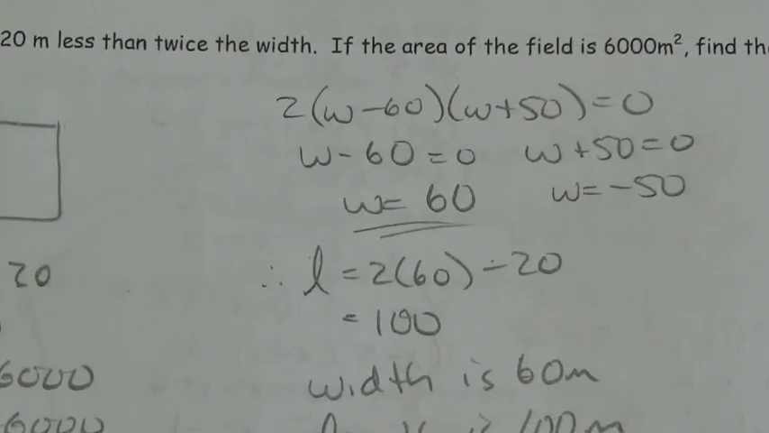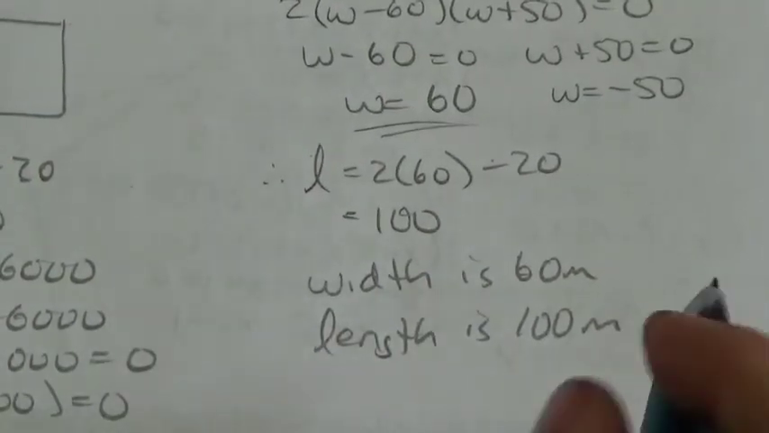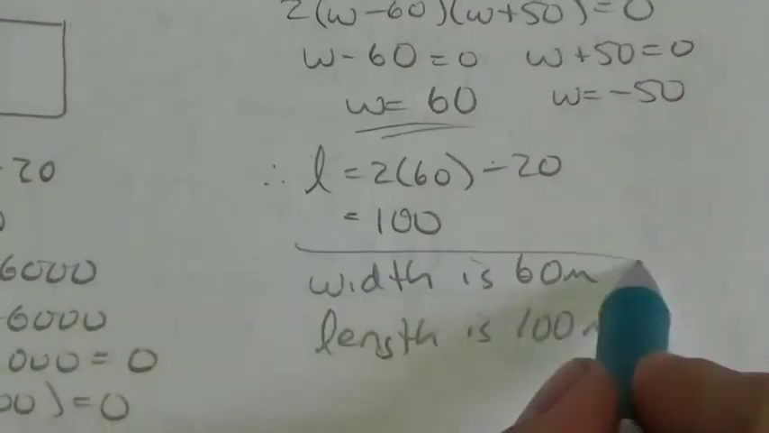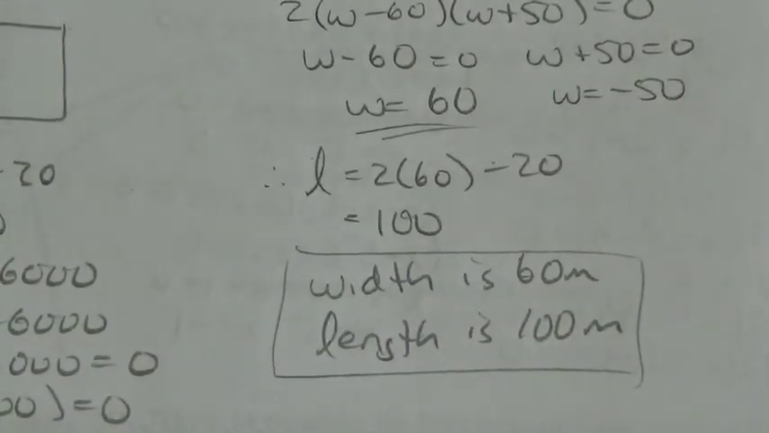Now, when you multiply those together, do you get 6,000? Oh, you can't quite see it. Do I get 6,000? Yes, I do. So those are the length and the width that we were looking for.